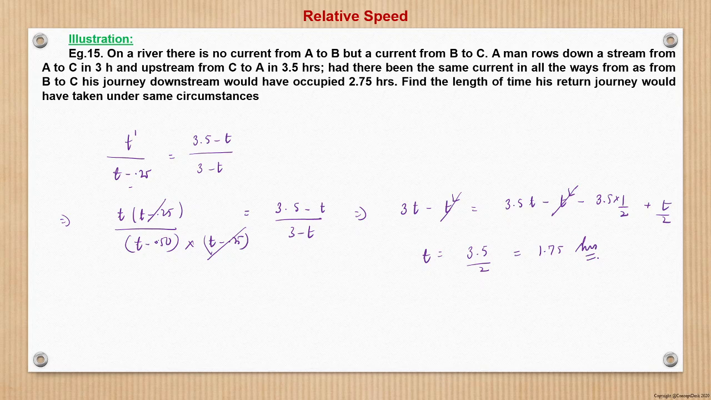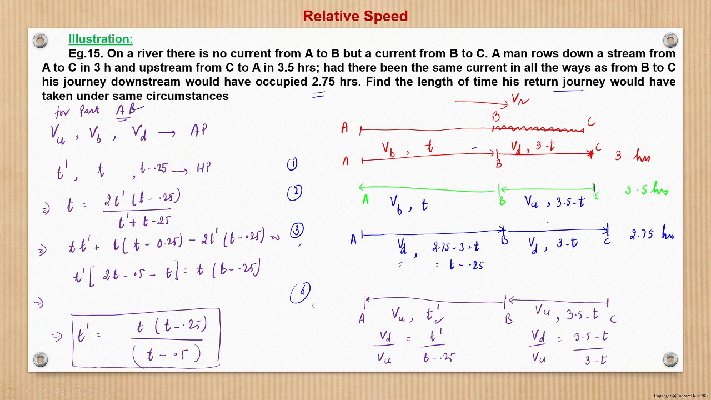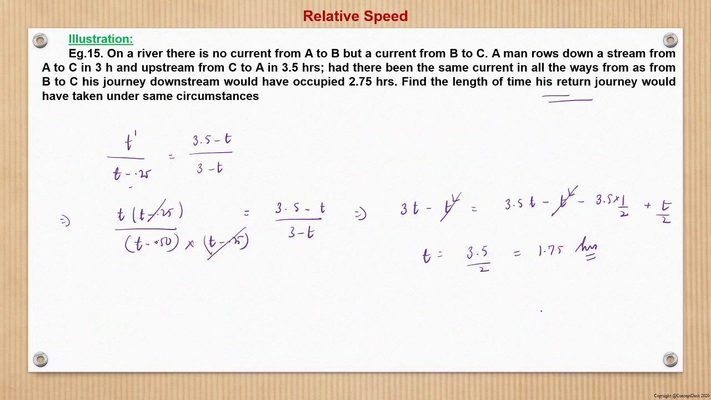So the value of t we have got as 1.75 hours. Now, find the length of the time his return journey would have taken. So basically his return journey takes what? t dash plus 3.5 minus t.